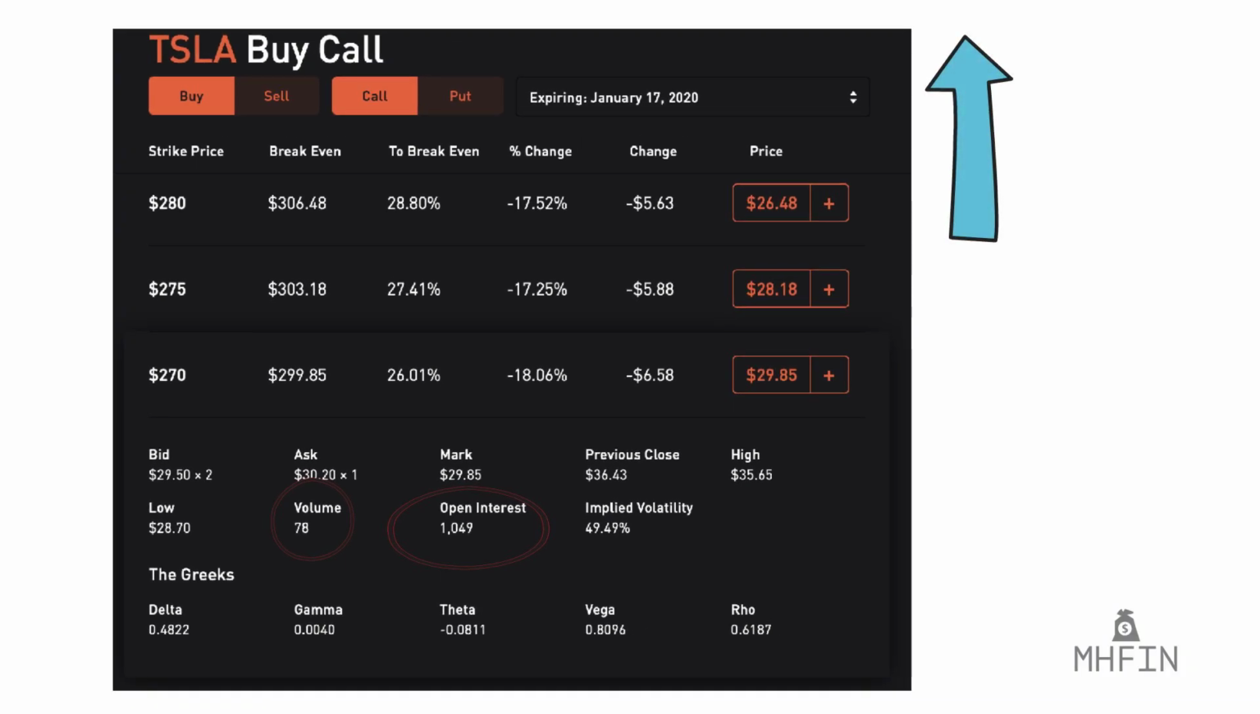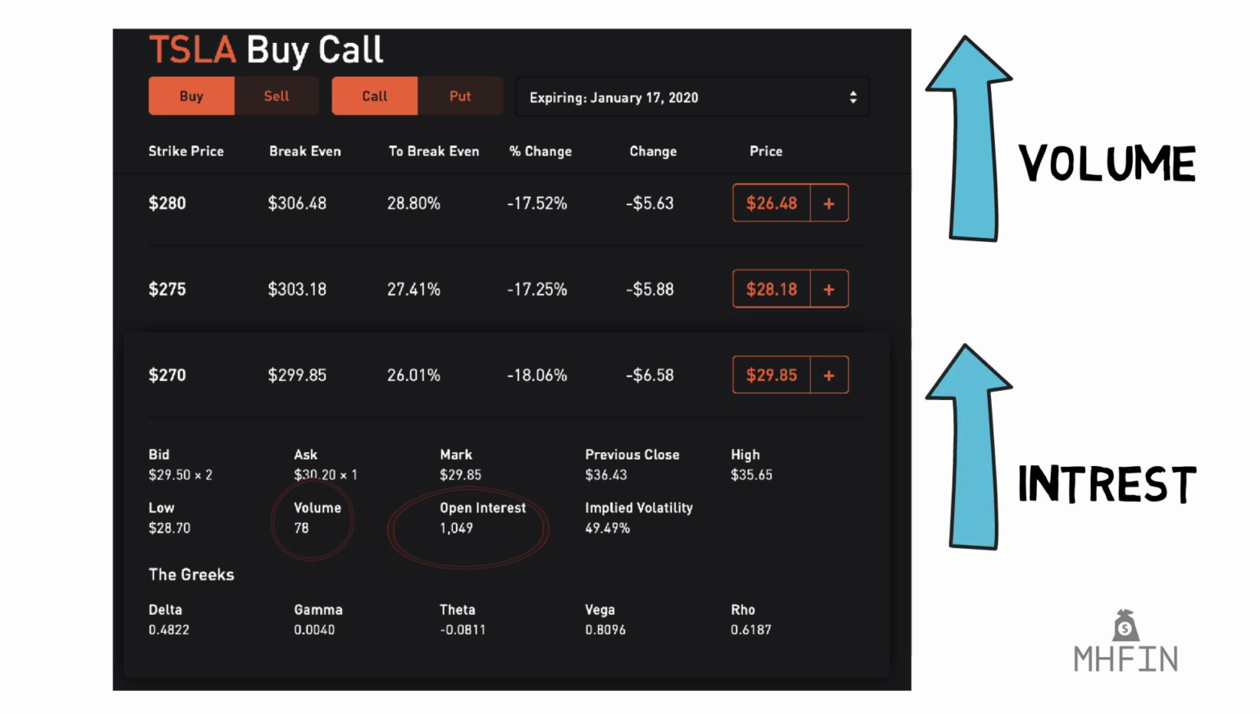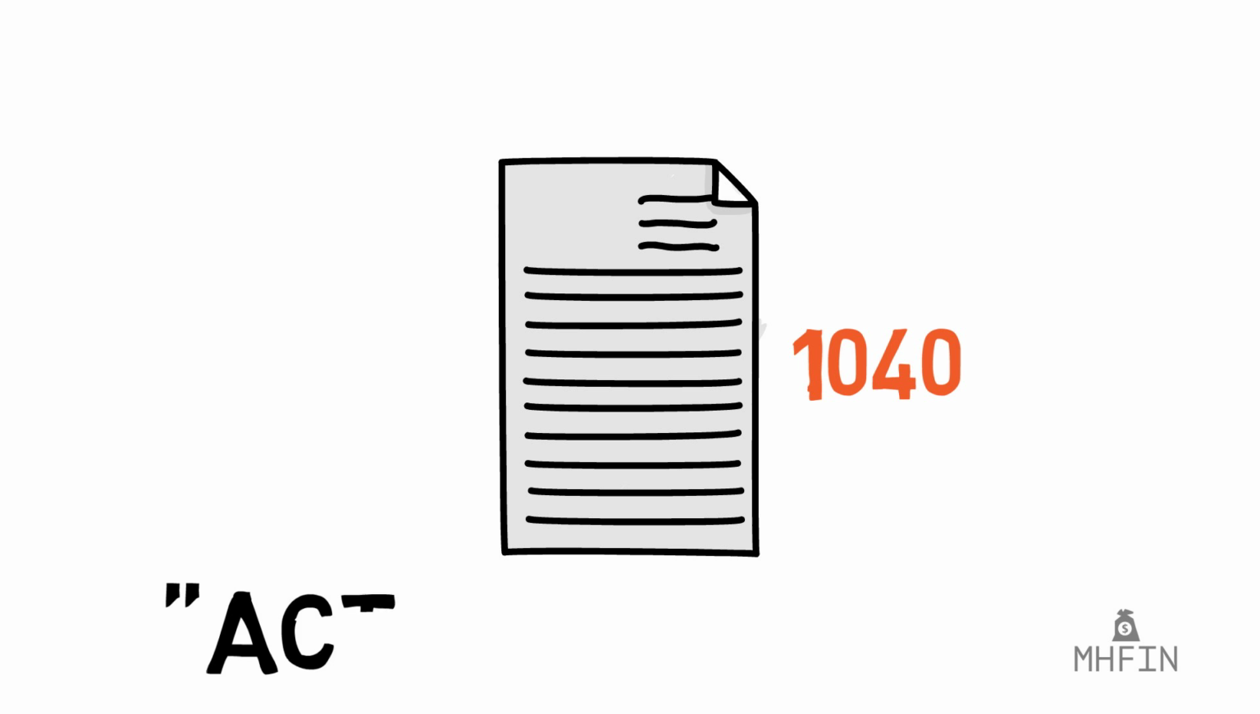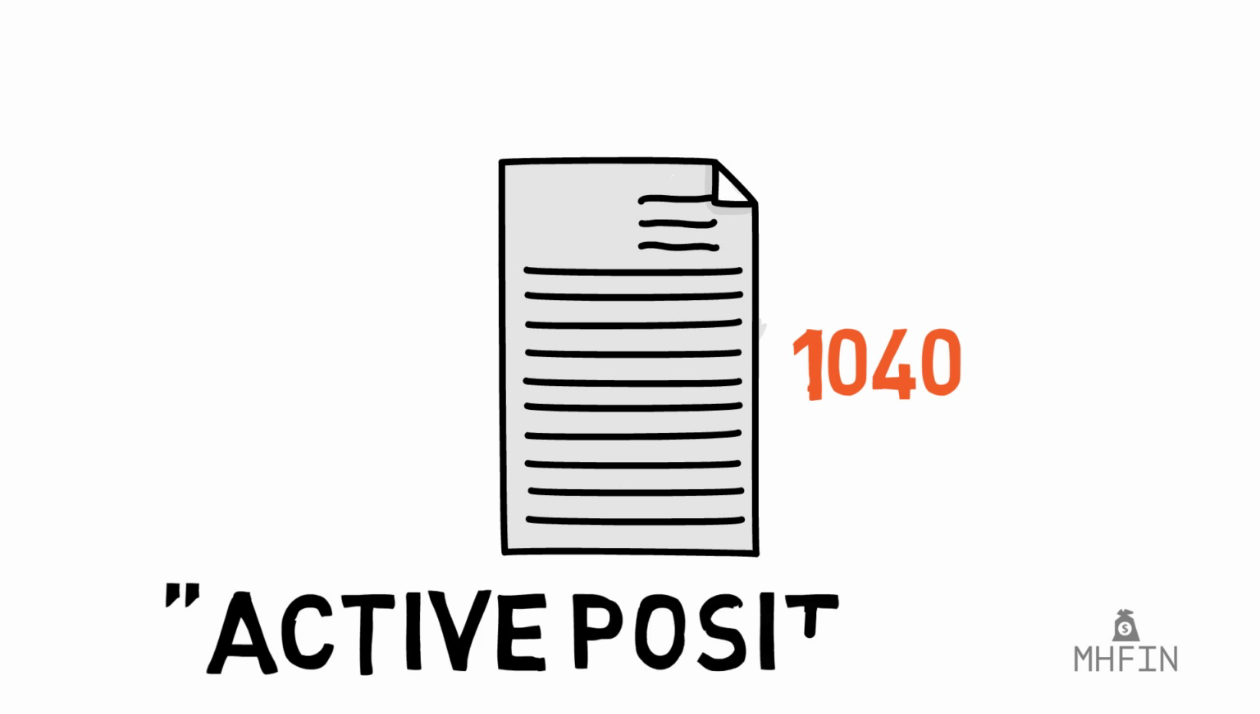Investors see volume as an indicator of strength of the trade. The higher the volume, the more interest there is in the underlying security. Higher volume also means better liquidity, meaning it'll be easier for a trader to get out of a security faster if need be. Open interest, on the other hand, reads 1040. This means there is 1040 contracts held by investors and traders in so-called active positions. These positions have not been closed out, expired, or exercised.